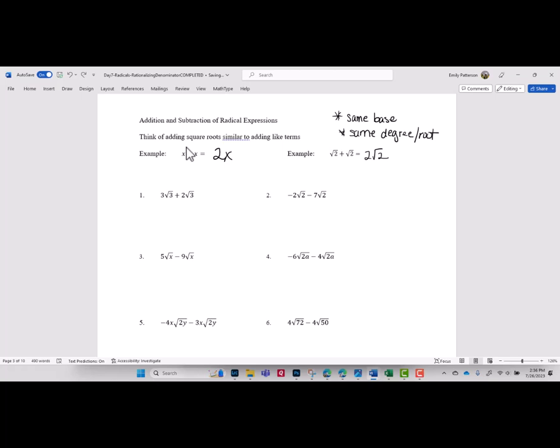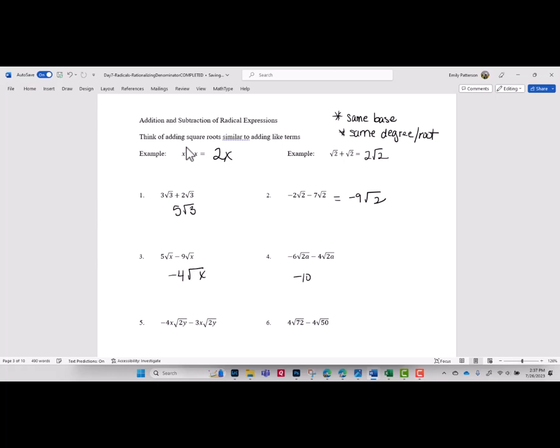So in the first one, it's really easy. I have 3 square roots of 3 and 2 square roots of 3, so altogether, I have 5 square roots of 3. I have a negative 2 square root of 2 and a negative 7 square root of 2, so I have a negative 9 square root of 2. Same thing here. We have 5 of the square root of x's and negative 9 square root of x's, so I have a negative 4 square root of x's.